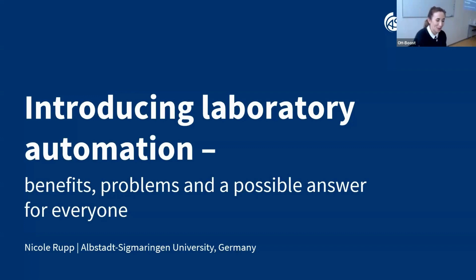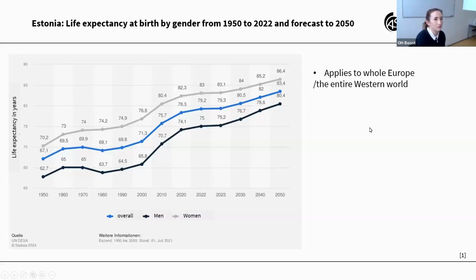So first of all, I want to show you a graph about the life expectancy in Estonia and the development of the life expectancy in Estonia from 1950 to 2022 with a forecast to 2050. And I think it's very obvious that the life expectancy increases and people get older and older. And this fact applies to the whole Europe and also the entire Western world.